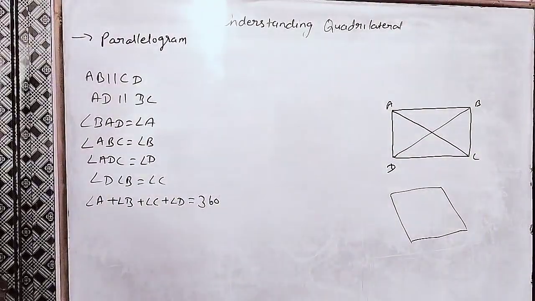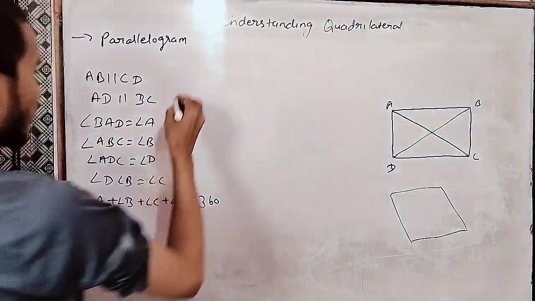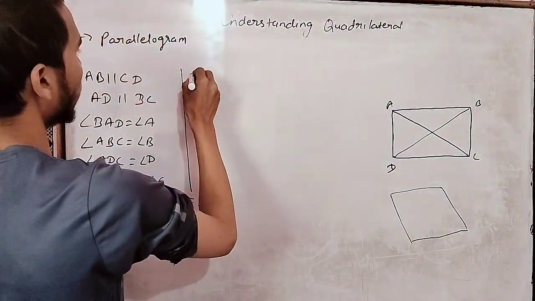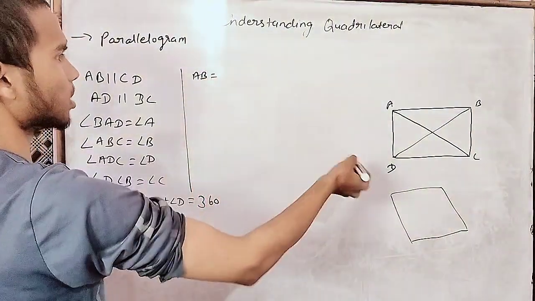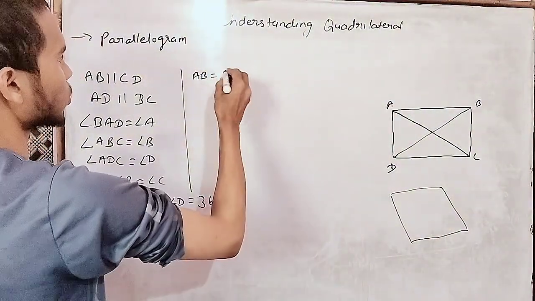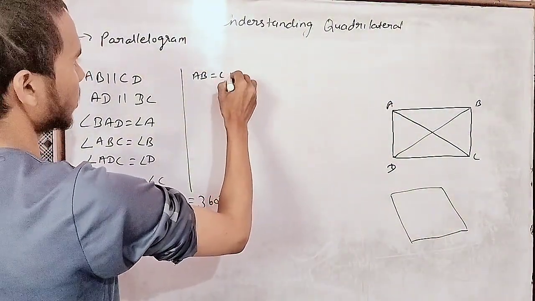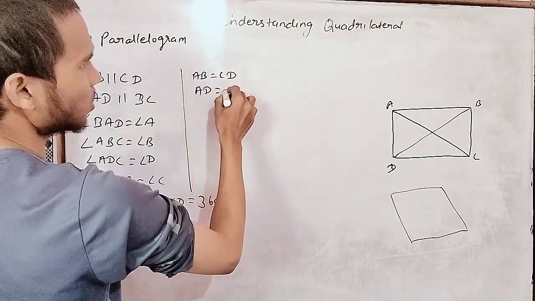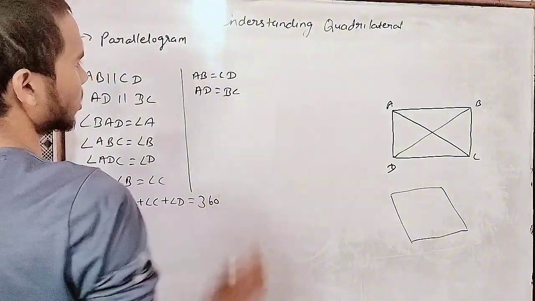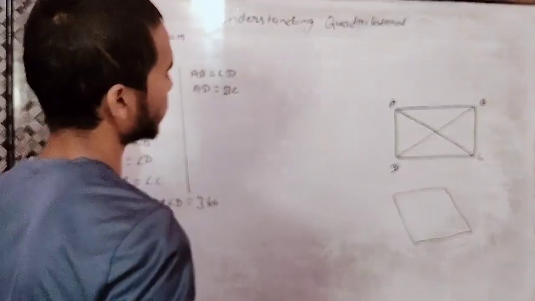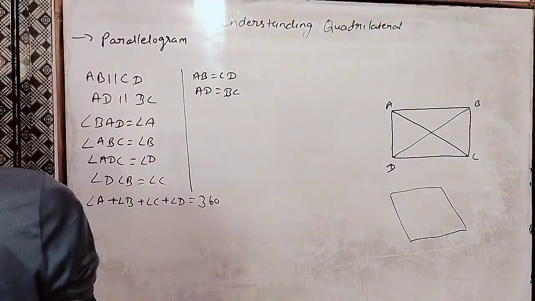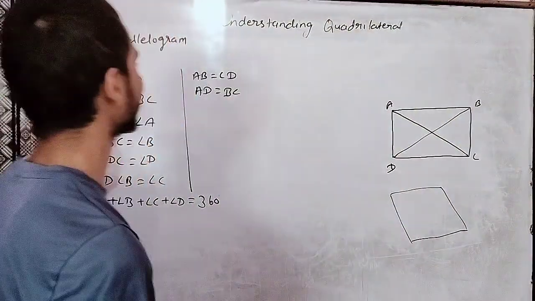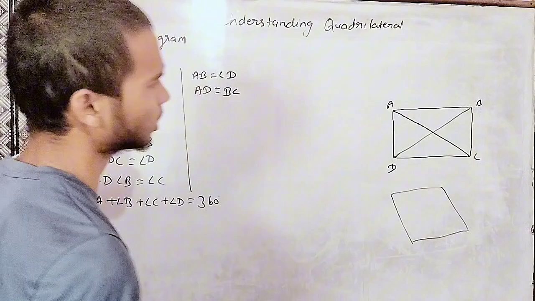Now next. The measure of AB is something, so the measure of CD will be equal to AB. The measure of AD is equal to BC. So the measure of BC will equal AD. I hope we got it.